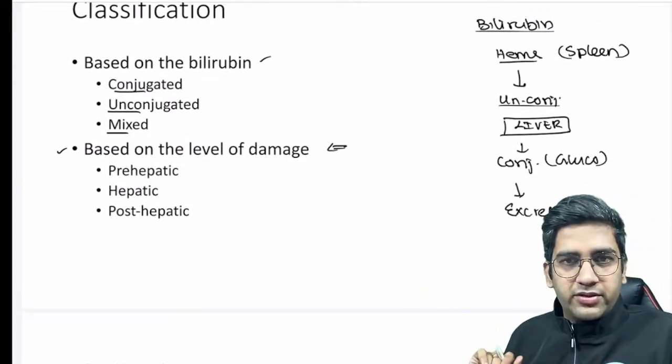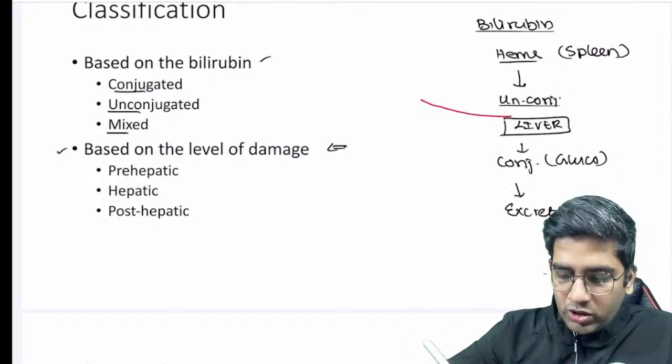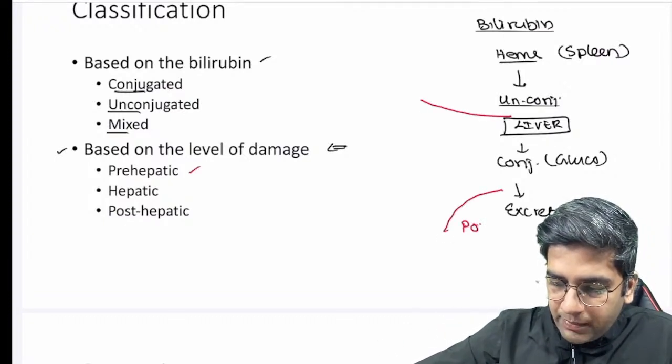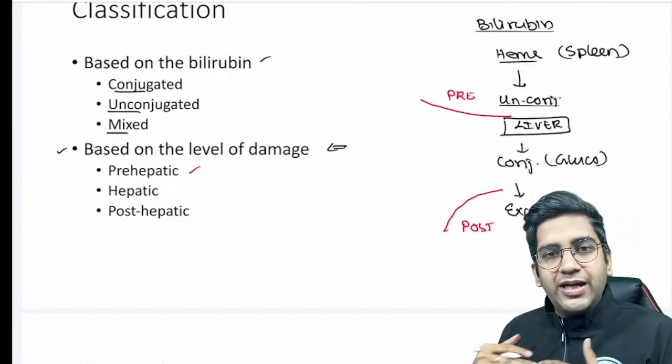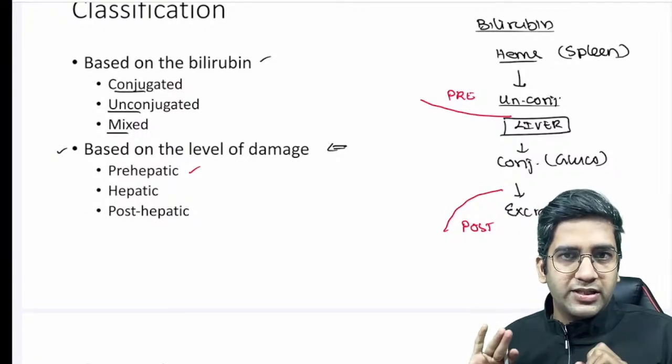In simple words, anything which happens above this, we call it a prehepatic jaundice. Anything which happens below this, we call it post-hepatic jaundice. And anything which happens with respect to the liver, we call it a hepatocellular or a hepatic jaundice. Hepatocellular as well as hepatic means one and the same, right?